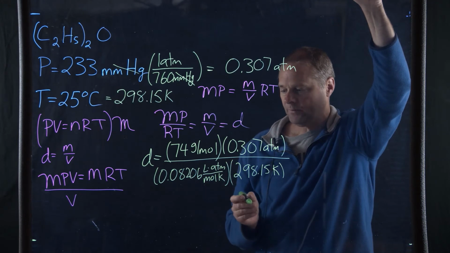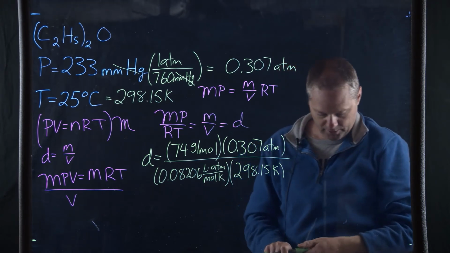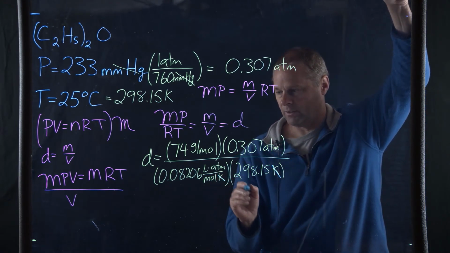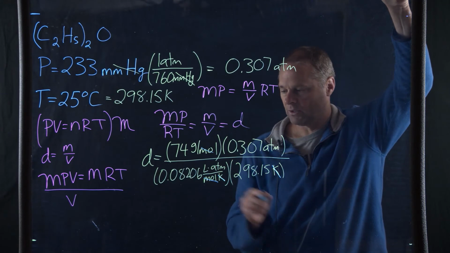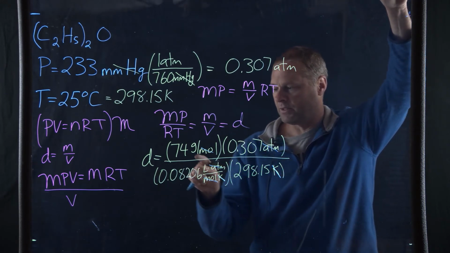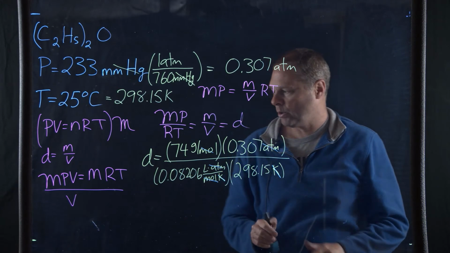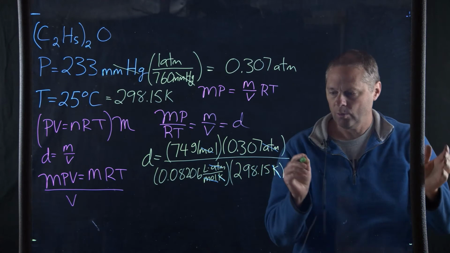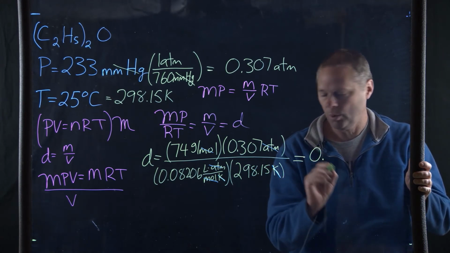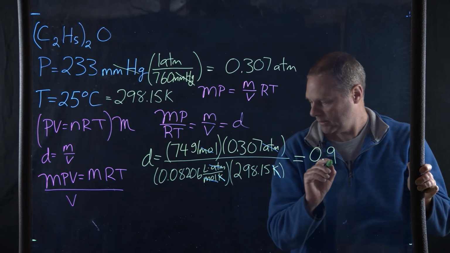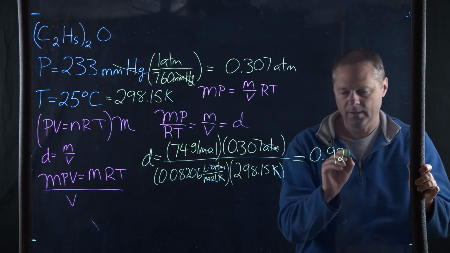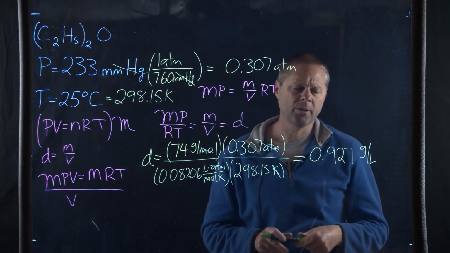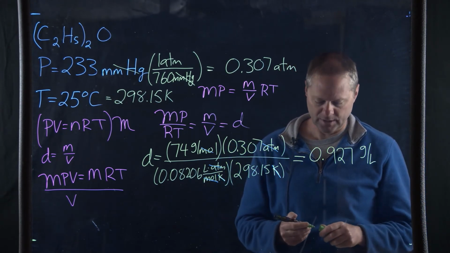Now, if we look at the units, I'll do that in a different color so you can see how that works. So our Kelvins will cancel with the Kelvins, our moles will cancel with the moles, our atmospheres will cancel with the atmospheres, and now we're left in units of grams per liter. And when we do this arithmetic, what we end up getting is 0.927 grams per liter, which is a very, very small density when you consider it.